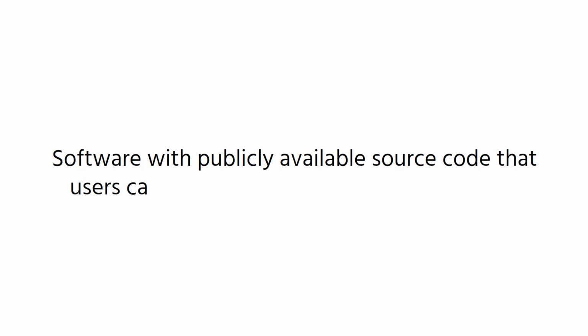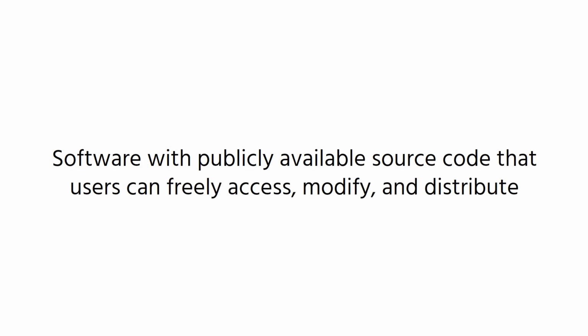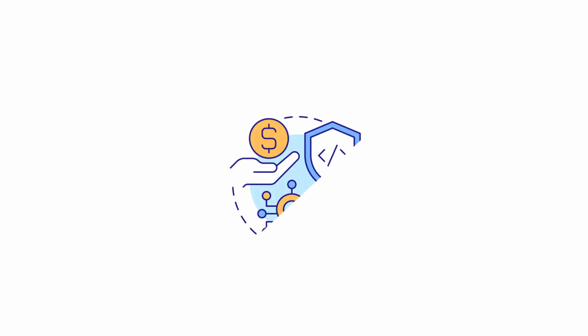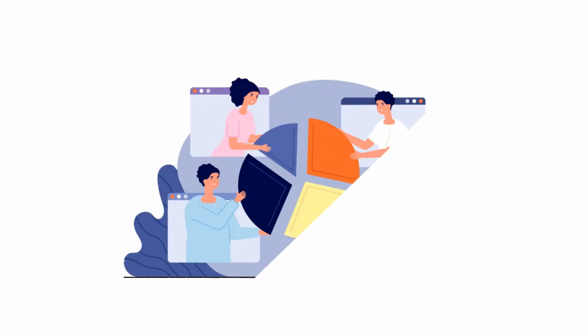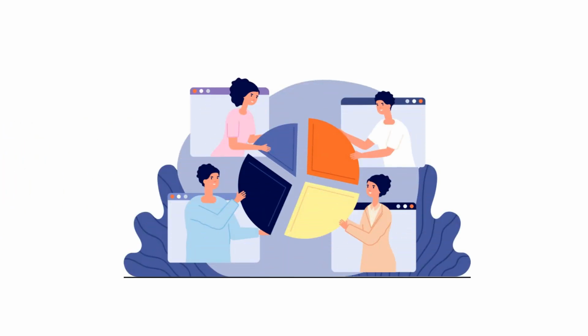Understanding open-source software. Open-source software refers to software with publicly available source code that users can freely access, modify, and distribute. This approach contrasts with proprietary software, where the source code is typically closed to prevent unauthorized alterations. Open-source software encourages collaboration, allowing developers worldwide to improve functionality, fix bugs, and enhance security.